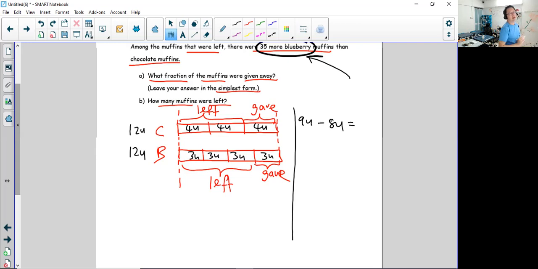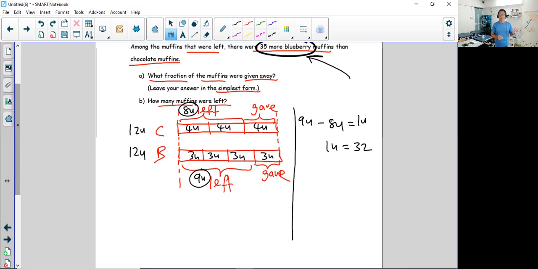So you minus, and that will give you how many more blueberry than chocolate muffins left. That will give you 1 unit more. So let me just put down 8 units, and then this is 9 units. You can see that there's 1 unit more blueberry muffins left. So that 1 unit more, you connect to the value, which is 32. So your 1 unit is 32. So you have found the value of 1 unit, and use that value to do your part A and part B.